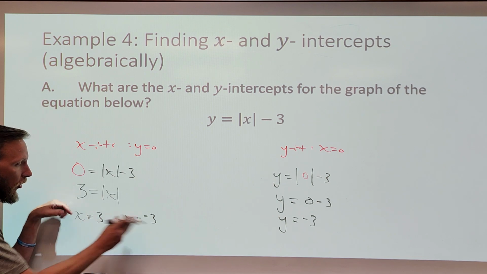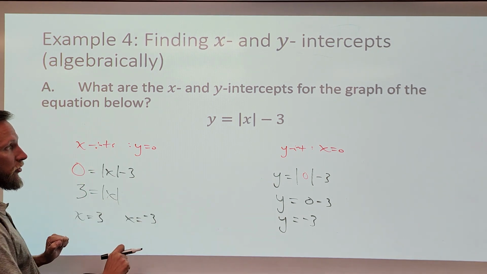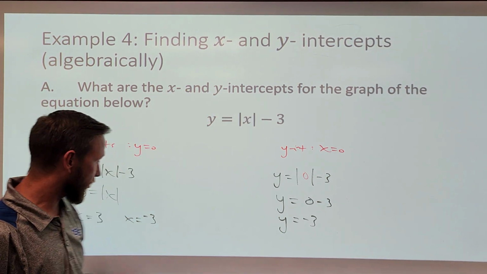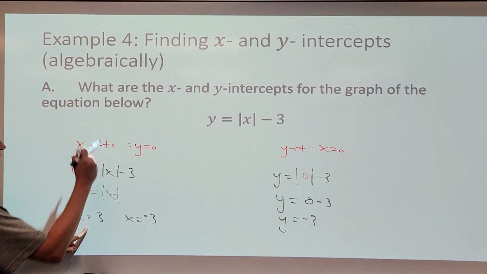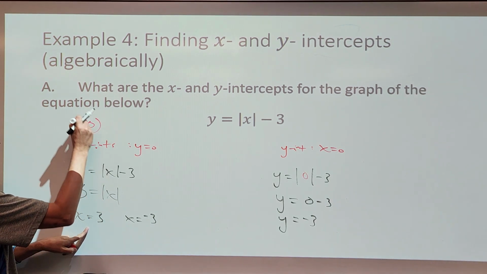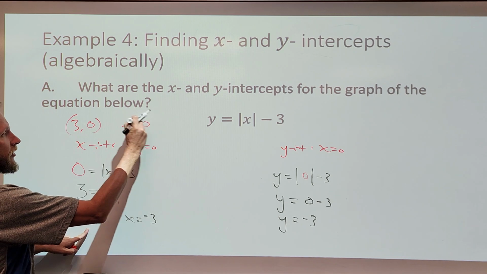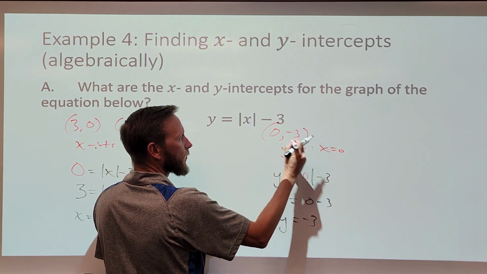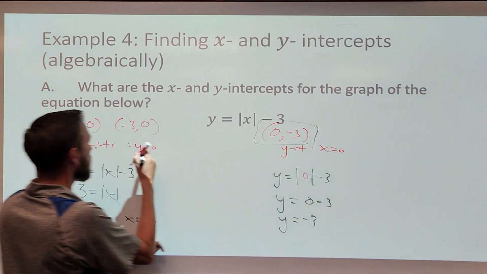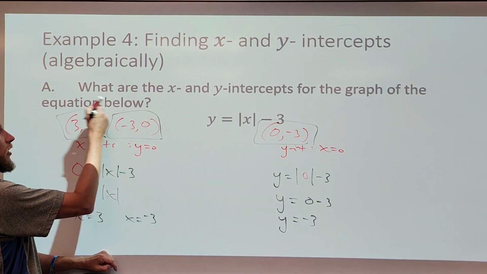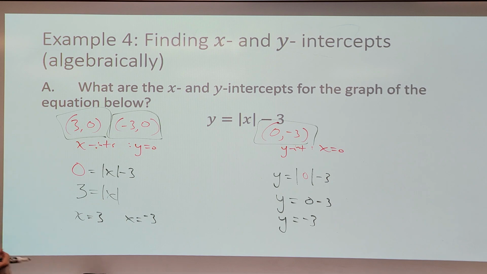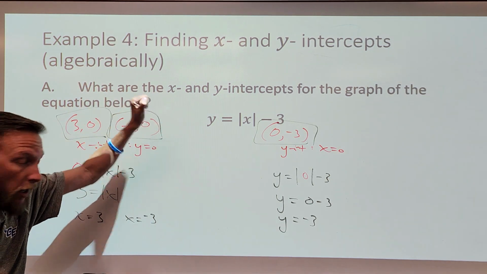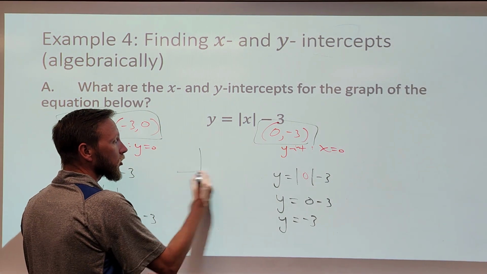Well, folks, these are the solutions to those equations. But these are not the intercepts, all right? Instead, the intercepts are x comma that y, x comma that y, x comma that y, all right? These are the y-intercept, the x-intercept, and the other x-intercept. There's 2 x-intercepts.